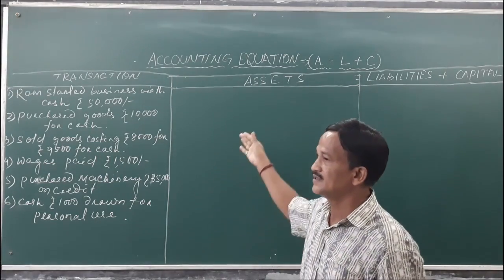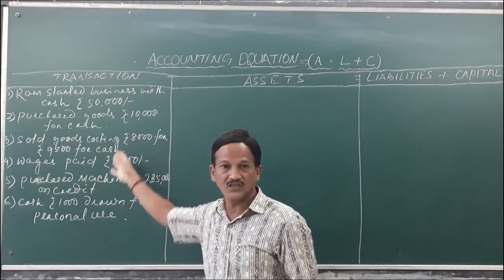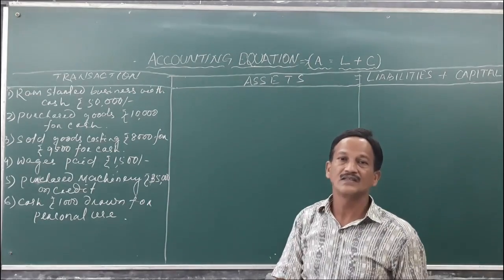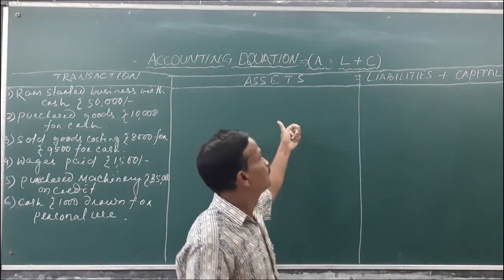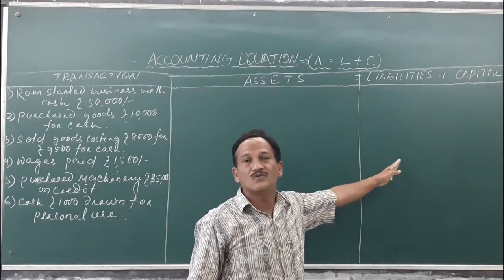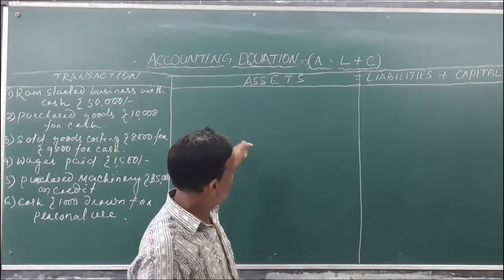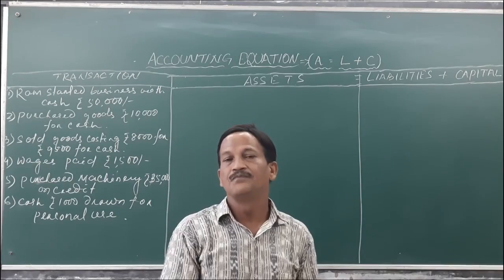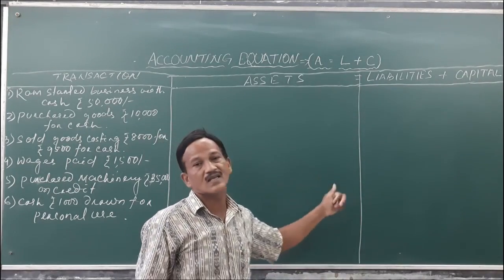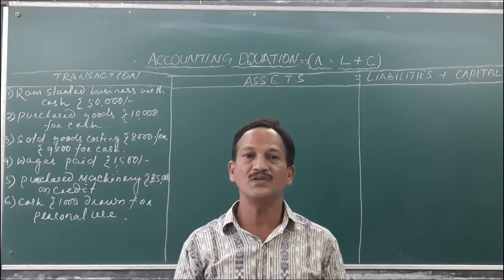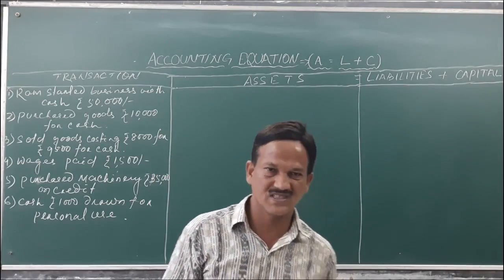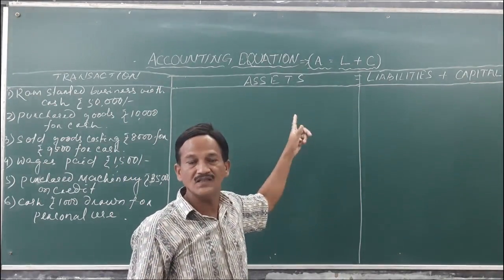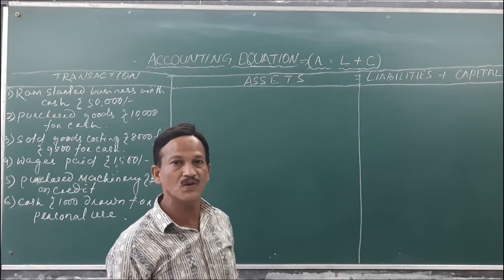Let's take some examples of transactions to see how the accounting equation shows their effect: assets equals liabilities plus capital. After showing these transactions, we'll discuss how this accounting equation helps to understand the basic accounting rules or principles. Let's see the effect on the accounting equation.